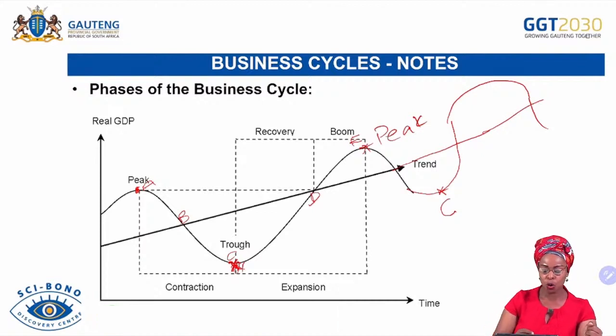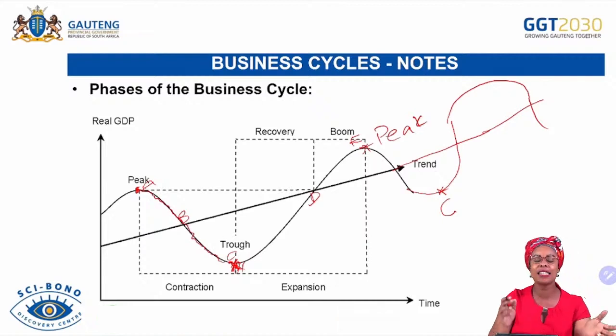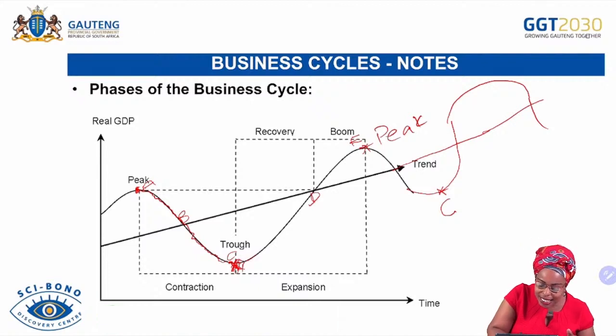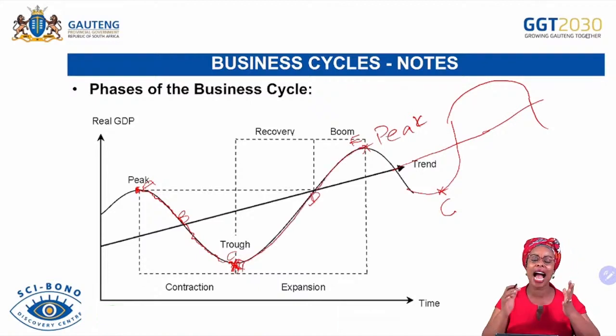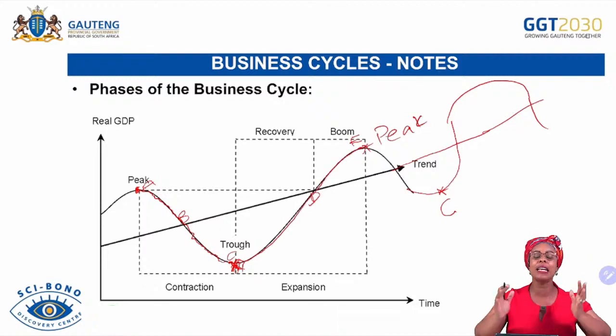So if you can see, from the peak to the trough, there's a downward slope, okay? That's why we call it a downswing phase. From C to E, it's upward moving. So that's why we call it an upswing phase or an expansion phase.